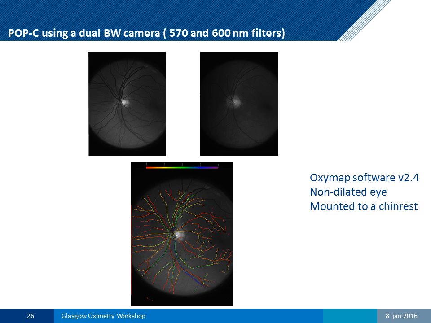These results are quite new, which means we're taking a full 30-degree image, in which we can see the oxygen saturation quite clearly. Another big part of this image is that it was taken in a non-dilated eye, so we didn't use any dilation whatsoever. At this point it was all mounted to a chin rest, which made it quite easy for us to align the pictures with the retina.